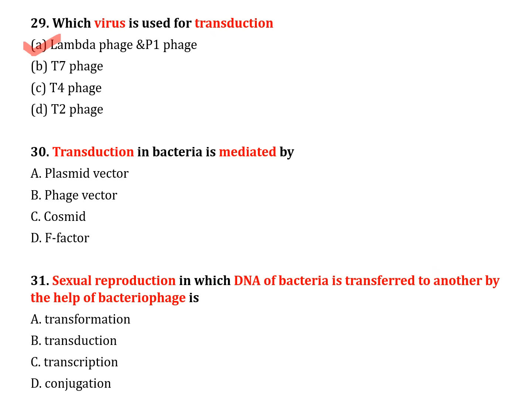Transduction in bacteria is mediated by option A, plasmid vector. Option B, phage vector. Option C, cosmid. Option D, F vector. Correct answer is option B, phage vector. The next question, number 31.